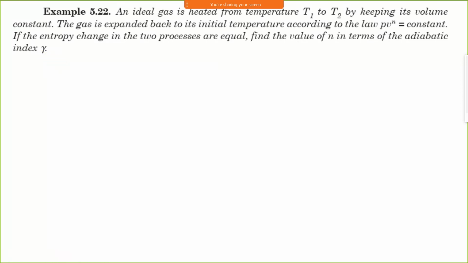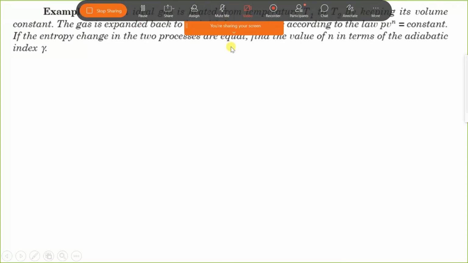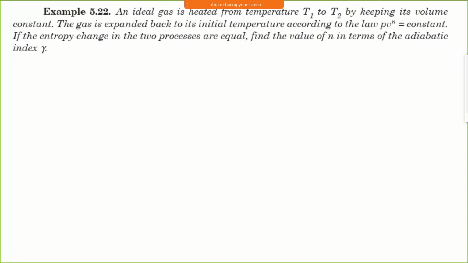Consider here two processes are given. The first process is a heating process, where gas is heated from temperature T1 to T2 keeping volume constant, meaning the first process is a constant volume process. The second process is an expansion process, where expansion takes place with the law PV^n equals constant, meaning the second process is a polytropic process. In both processes, the change in entropy is the same. Now we have to calculate the value of n in terms of gamma.